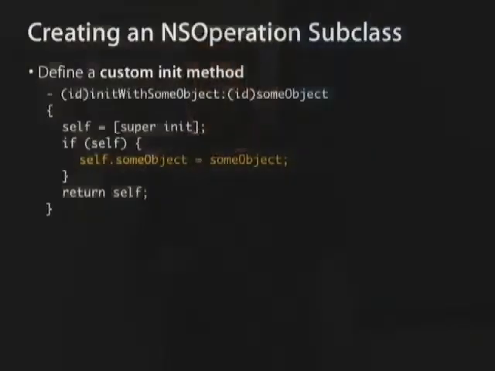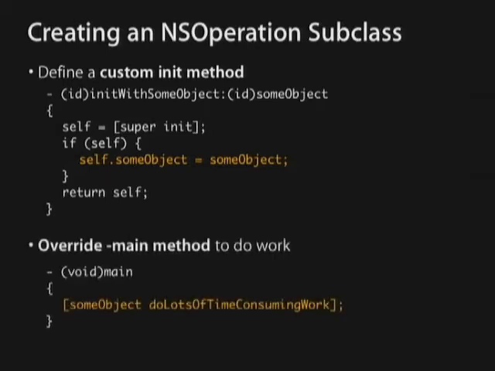So creating an operation subclass. Well, you create your init method, and since your operation probably needs a context, you create an init method that takes some object, and you set that locally. And then you implement your method in main. So your NSOperation subclass implements a main method that goes and does the heavy duty lifting, the work, right?